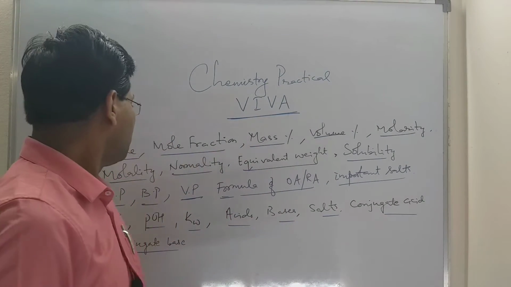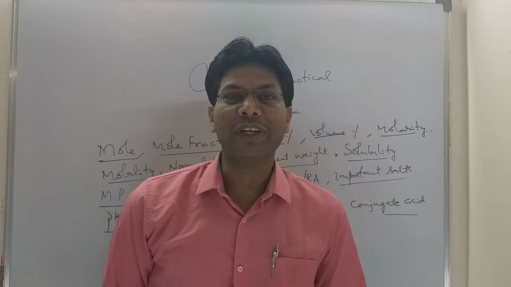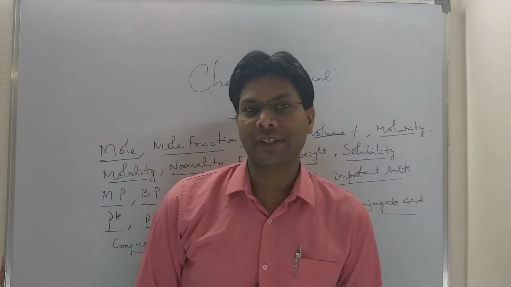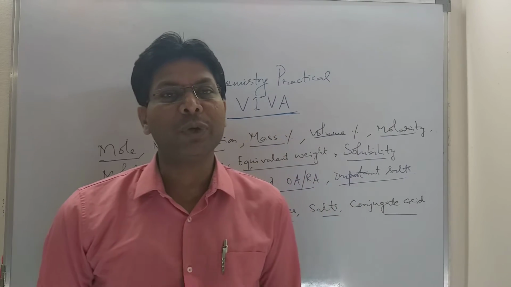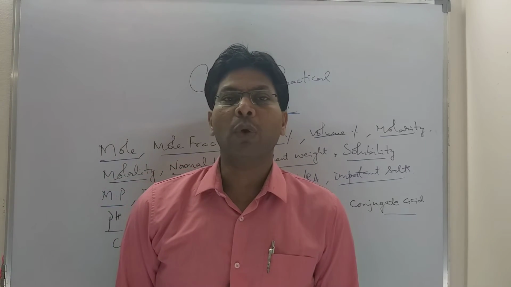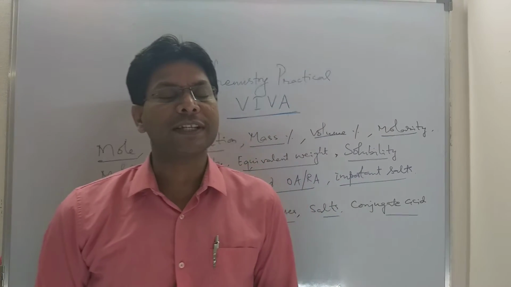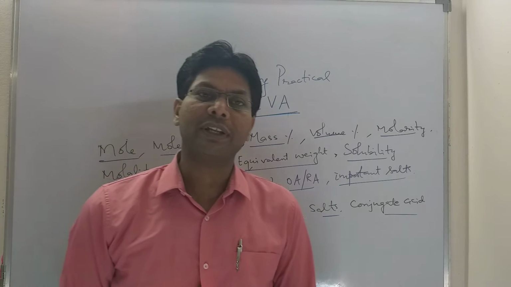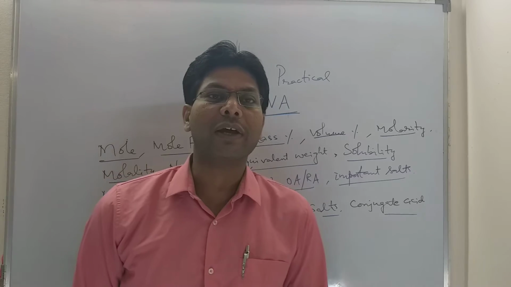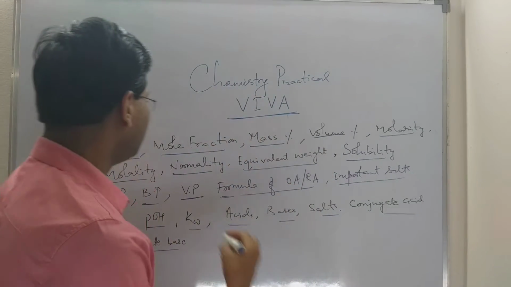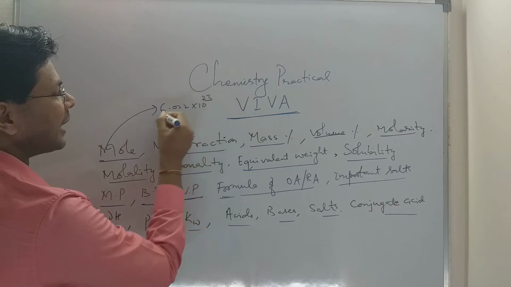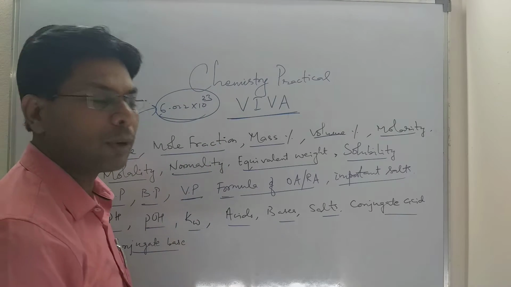So let's start. So what is mole? Mole is actually a counting unit. It is one of the 7 basic units. It is the unit for amount of substance. Mole denotes Avogadro number of particles, that is 6.022 into 10 to the power 23 particles. It contains as many particles as there are atoms in 12 gram of carbon. Carbon 12 is taken as the standard. So 1 mole denotes Avogadro number of particles.